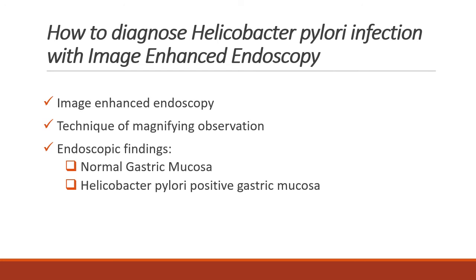This video demonstrates how to diagnose Helicobacter pylori infection using image-enhanced endoscopy such as narrowband imaging (NBI) and LCI or link color imaging. A brief discussion on what is image-enhanced endoscopy and the techniques on magnification endoscopy will be included. The endoscopic findings of normal gastric mucosa and Helicobacter pylori positive gastric mucosa will be demonstrated.